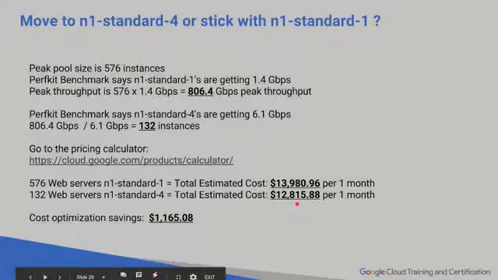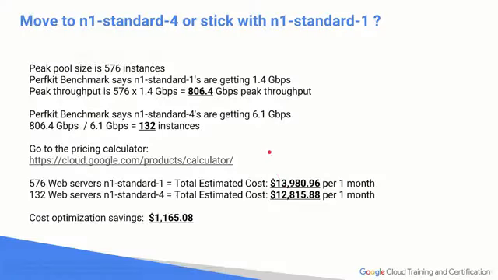So let's see if there's any cost effectiveness. So here's how it works. With our peak of 576 servers, we've already established our throughput for those servers with PerfKit. So that basically comes out to 806 gigabit peak per second. Now, if we actually take a look at the PerfKit benchmark for the N1 Standard 4s, we can achieve the same results, the same throughput, with 132 instances.